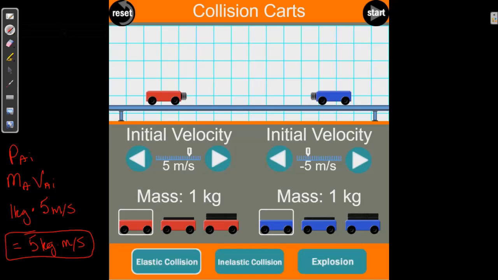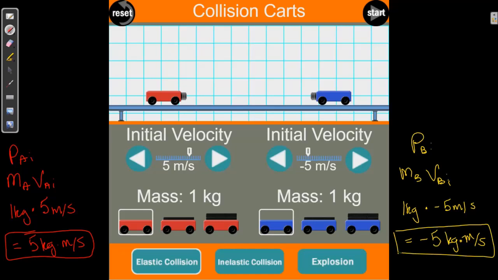Now let's look at B. The momentum of object B initial would be, again, the mass of B times its initial velocity. In this case, it's 1 kilogram times negative 5 meters per second, which gives us a total momentum of object B at negative 5 kilograms times meters per second. So again, if you haven't figured it out yet, what do you think is going to happen when these two carts collide and bounce away from each other? The red cart has positive 5 kilograms times meters per second of momentum, and object B is exactly the opposite, negative 5.